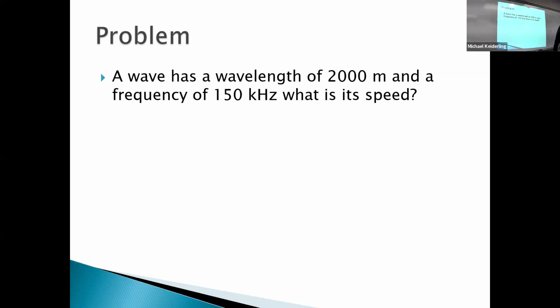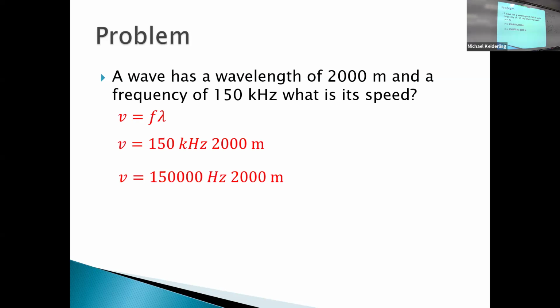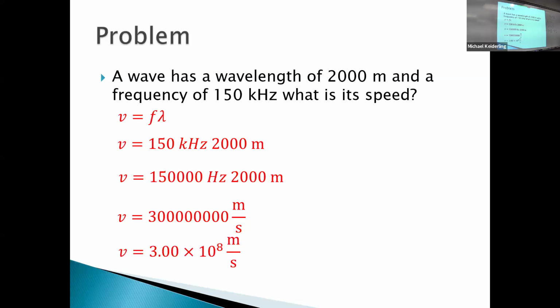Well, velocity is wavelength times frequency. So we just need to multiply these numbers together. So 150 kilohertz times 2,000 meters. That's 150,000 hertz times 2,000 meters. That is 300 million meters per second, or 3 times 10 to the 8th meters per second, or the speed of light. This is a light wave. I mean, this is a radio wave, but it's light.